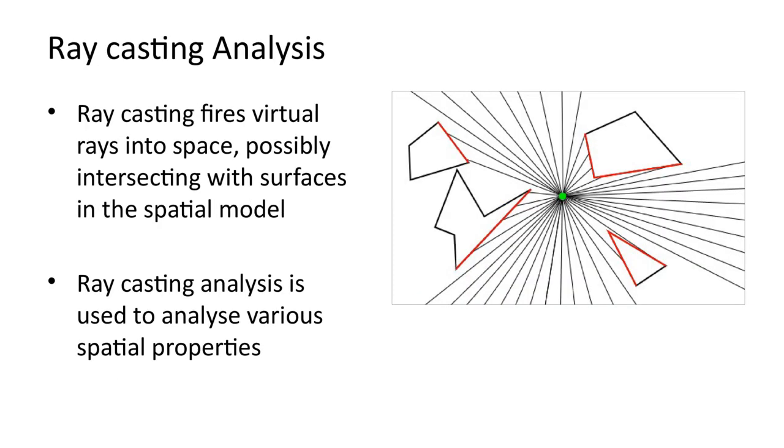Ray casting analysis fires numerous rays into space. If the rays intersect with surfaces in the spatial model, then the points of intersection will be returned. If the rays do not intersect anything, then no points of intersection are returned. The results from ray casting can be used to analyze many types of spatial properties. Next, we will give a few examples that use ray casting as an analysis method.